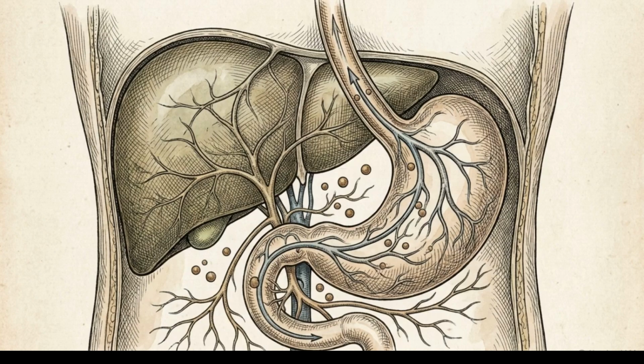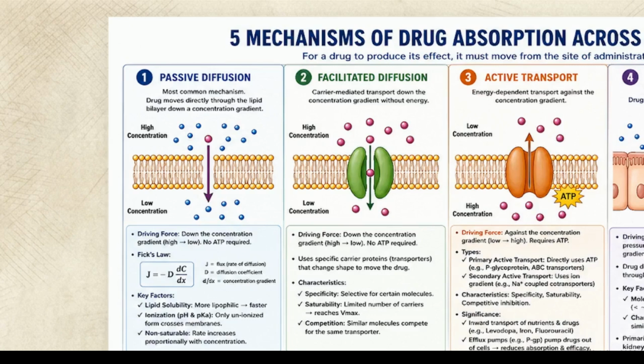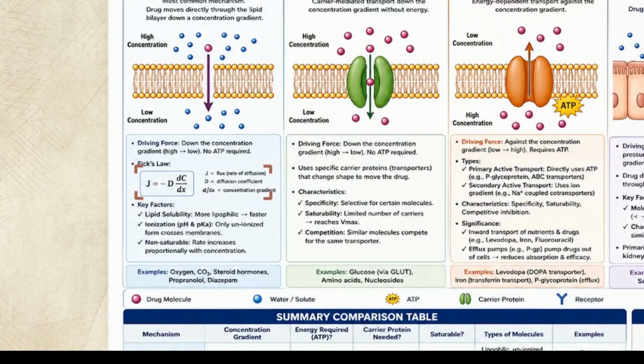Understanding the physics of these 5 mechanisms is the only reliable way to predict whether a given drug will actually reach its target. Looking closely at the first column of the diagram, we see passive diffusion. This is the default and most common mechanism for drug absorption. Notice that this process requires 0 cellular energy. It is driven strictly down a concentration gradient, moving molecules from areas of high concentration to low. The rate of this movement is dictated by a mathematical absolute, Fick's law of diffusion.